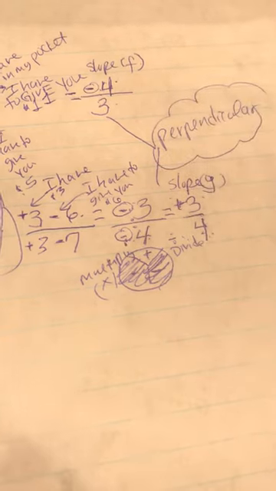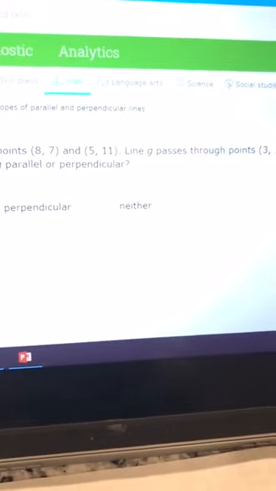So I'm going to go back up here, and I'm going to mark perpendicular. And that is correct.